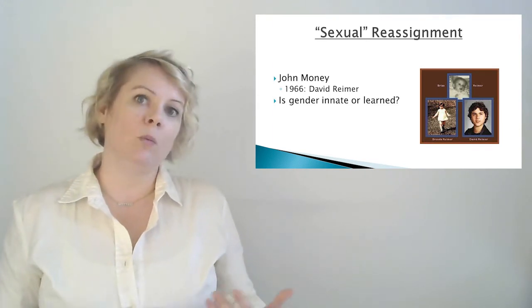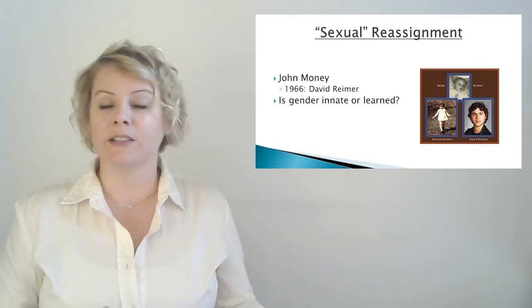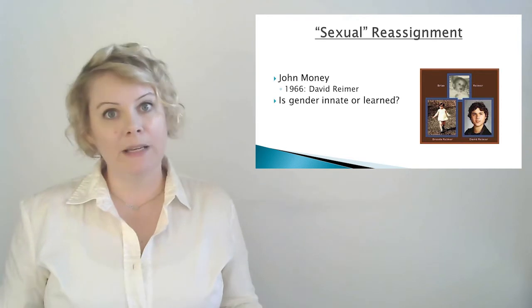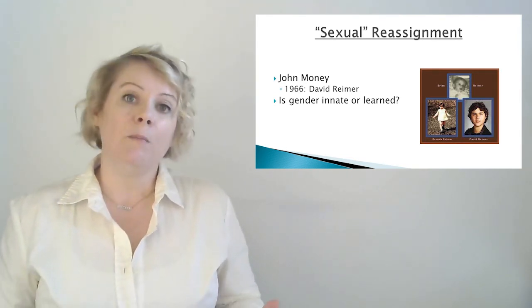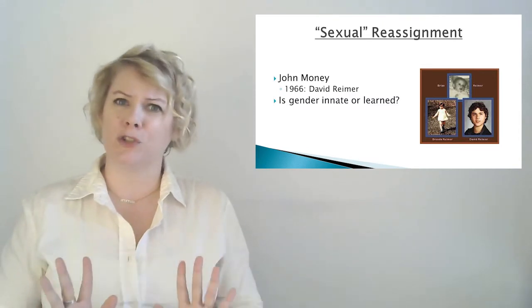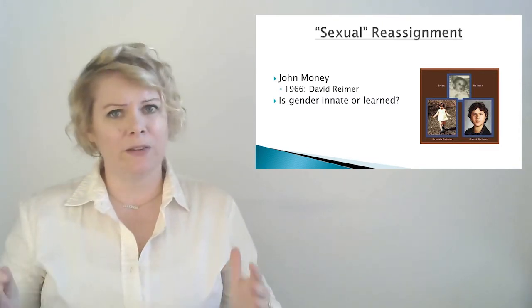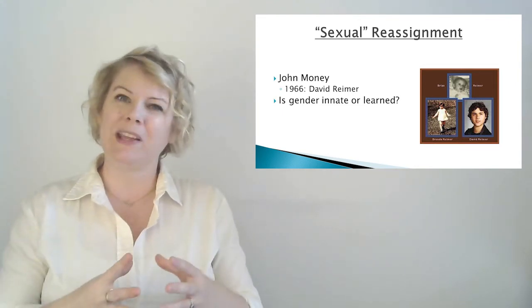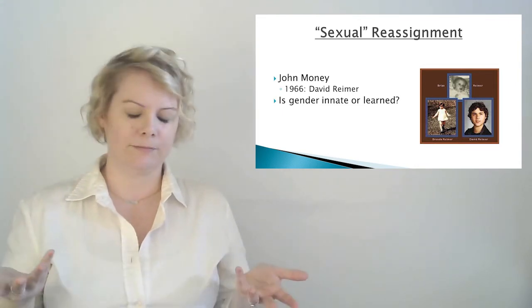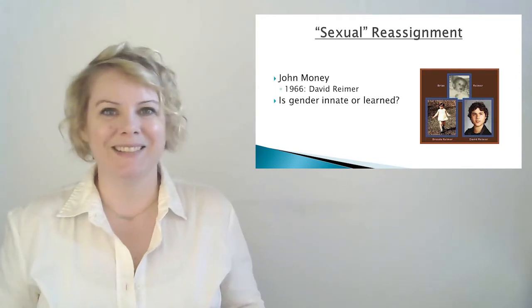John Money was a psychiatrist who specialized in sexuality. Basically what happened was that a pair of twins were born. They were both boys, but one of them had a botched circumcision. So instead of saying, oh, we messed it up, they just decided, what if we raised this little boy as a girl? This was in 1966.